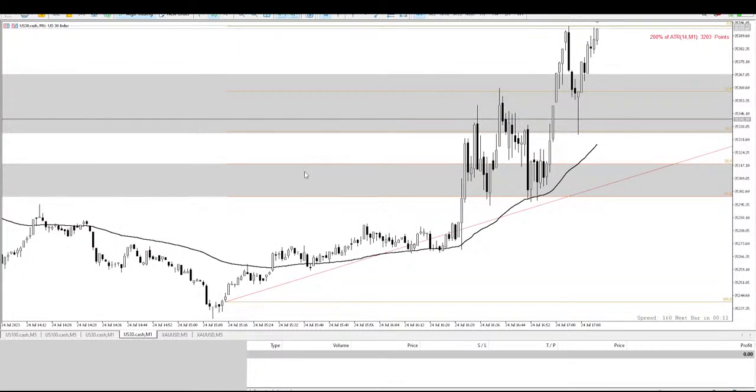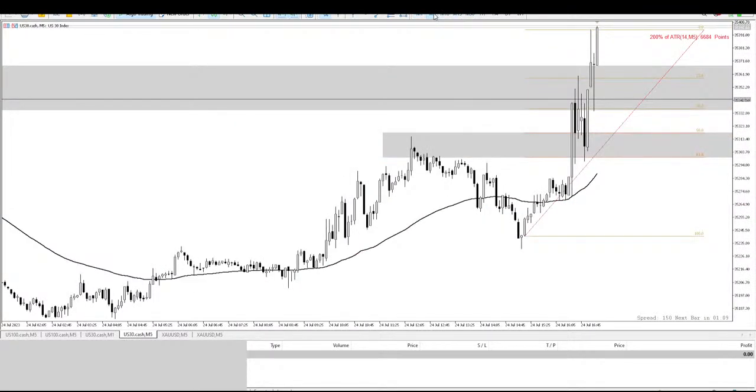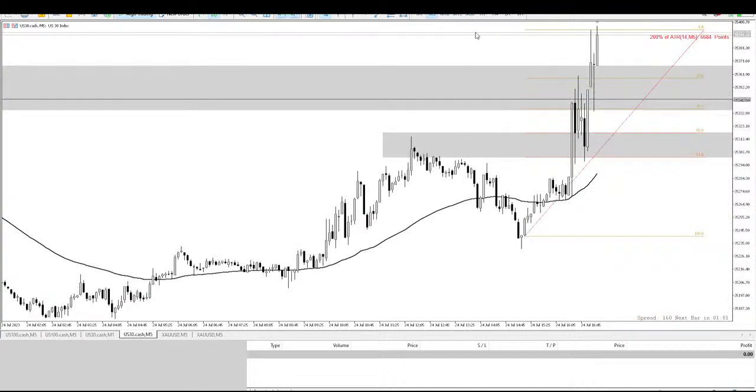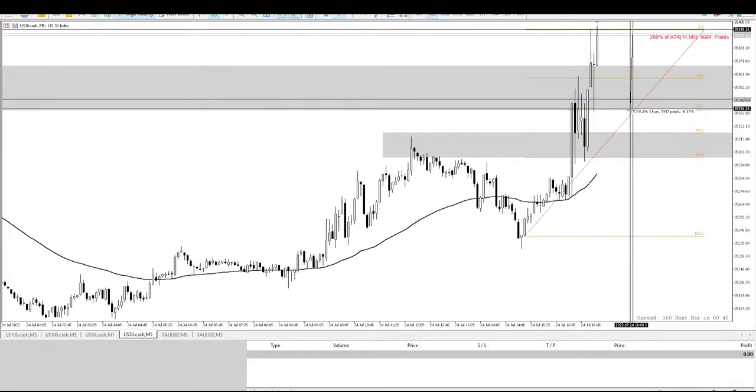US30 is taking off. There it goes. Okay, NAS is doing that pullback. Yeah, if US30 could do a 50% retracement, I'll be more confident in taking a buy. Right now, it would require too much of a stop loss.